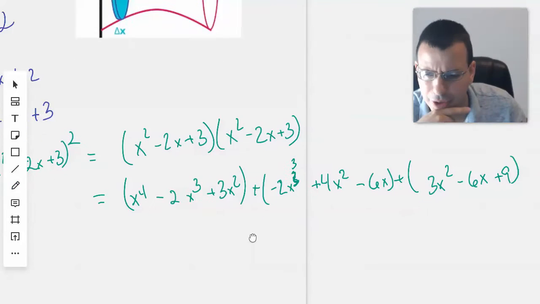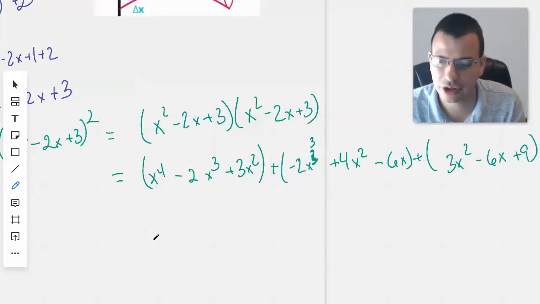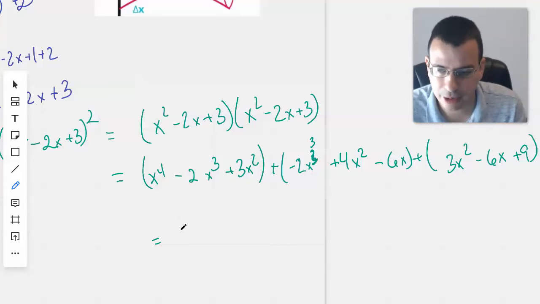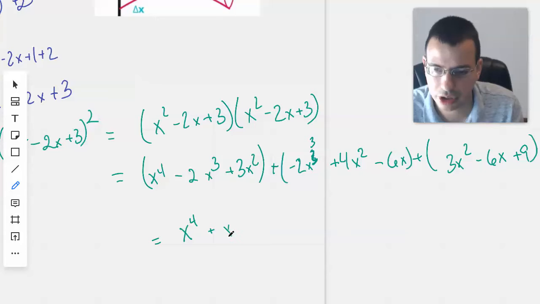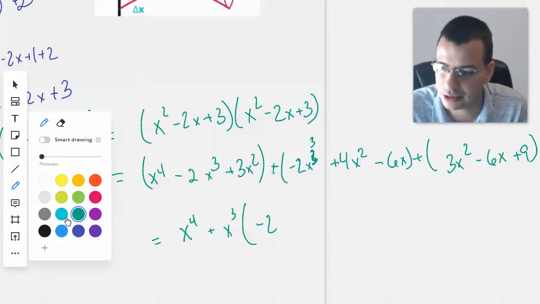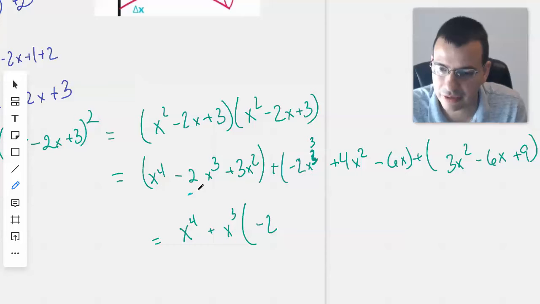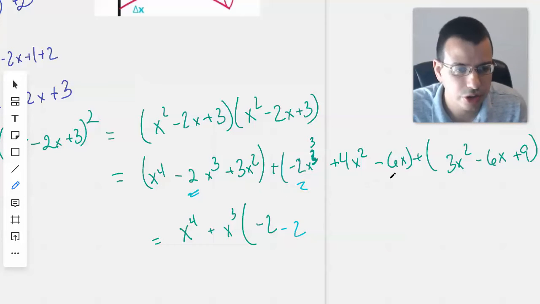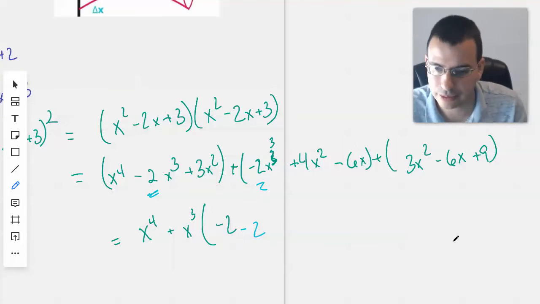That's a lot of work, more work than I intended. Okay, so start combining terms. We have x to the fourth, just one of those. Then we have a negative 2x cubed and another negative 2x cubed, and that's all.